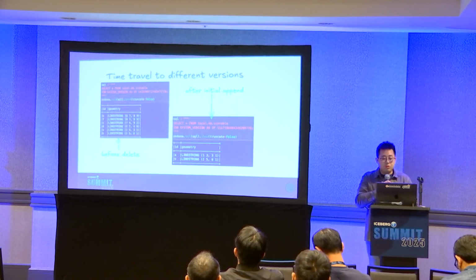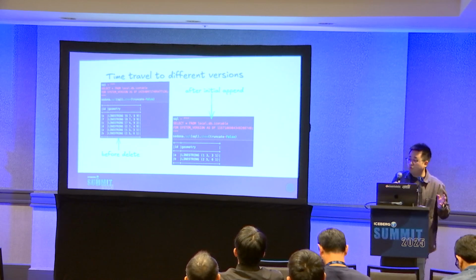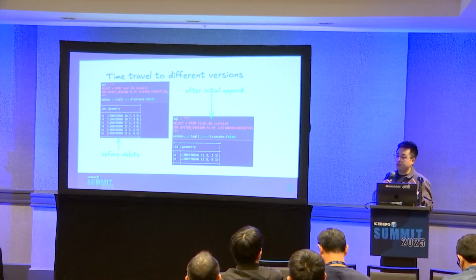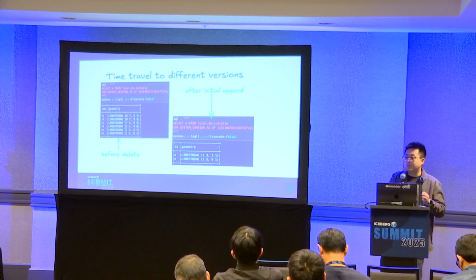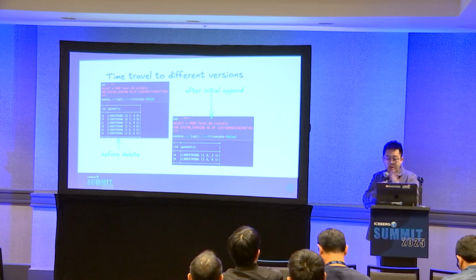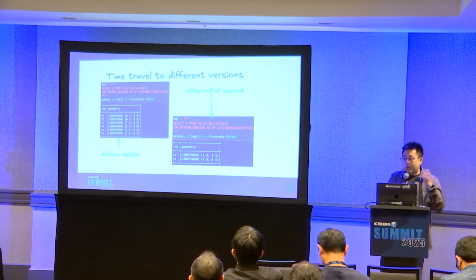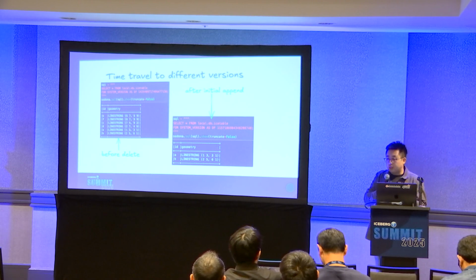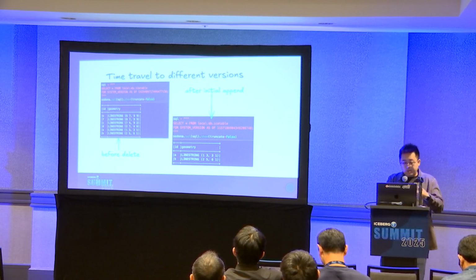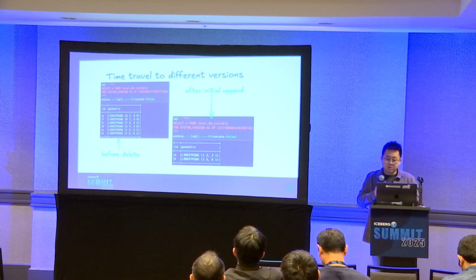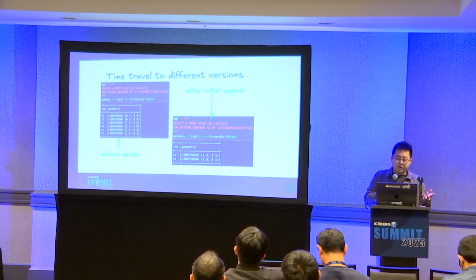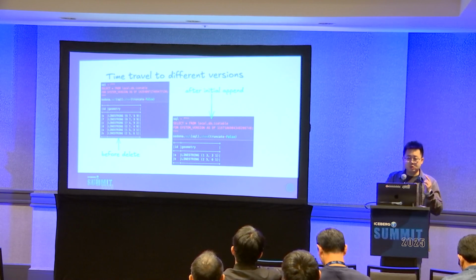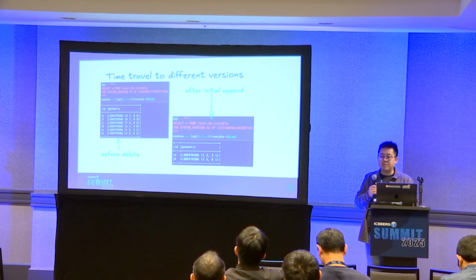And of course, you can do time travel to different versions. These are all standard Iceberg operations. As you can see, they are all working great with the native geospatial data type. You can jump to the snapshot right before the deletion, which has A, B, C, D, E, F, 6 records in total. And you can also jump to the snapshot right after the initial append, which gives you 2 records, A and B.